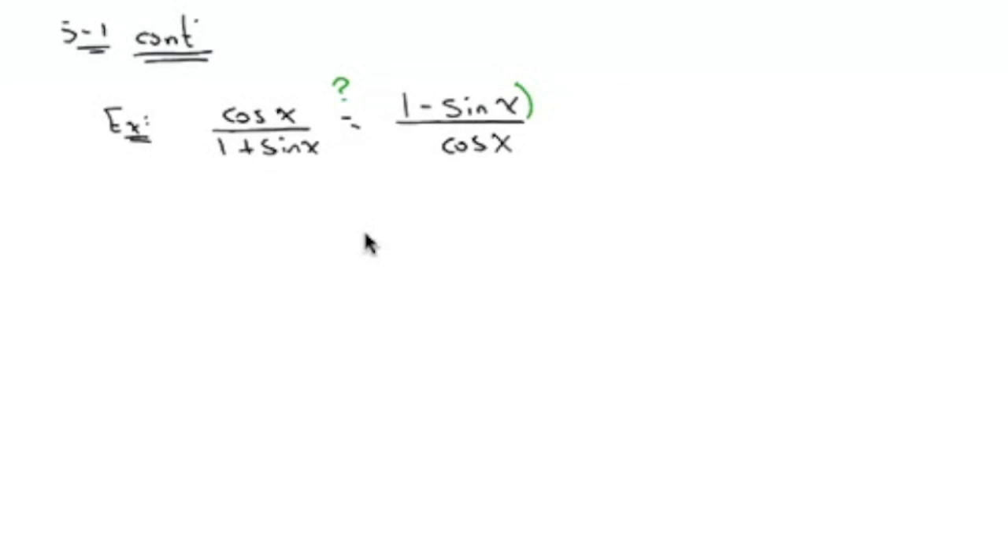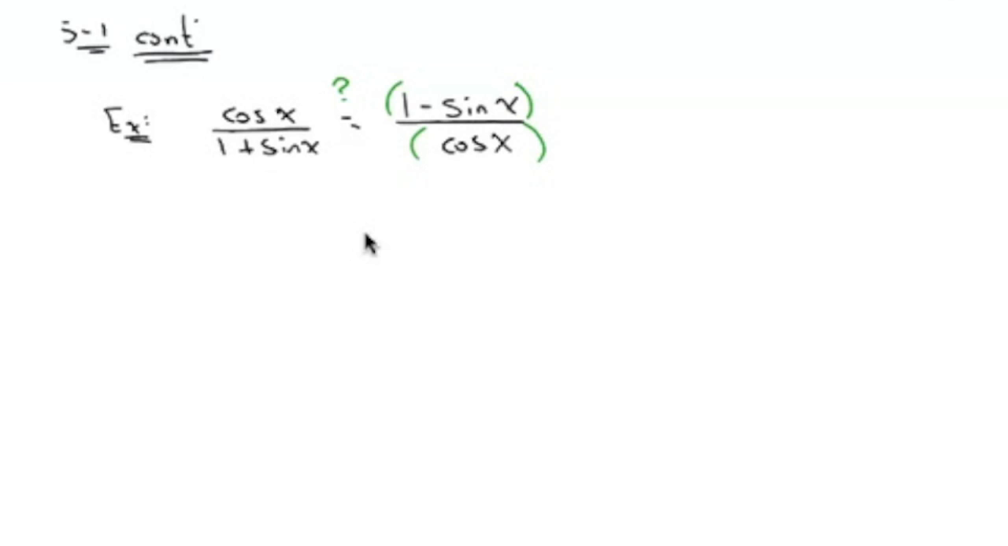I'm going to take the top and the bottom and multiply it by something that's kind of special. This is really close to 1 minus sine squared x, right? If you think about it, it looks kind of like 1 minus sine squared x. I'm going to kind of lean that way. And I know that 1 minus sine squared x is equal to cosine squared x. But of course, this one is just cosine by itself. All right, so what I'm going to multiply by is its conjugate.